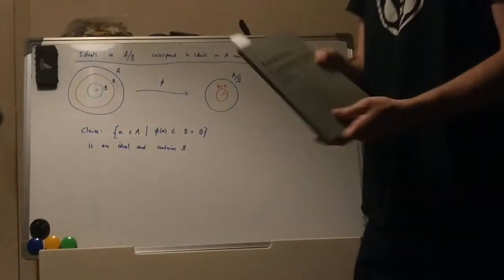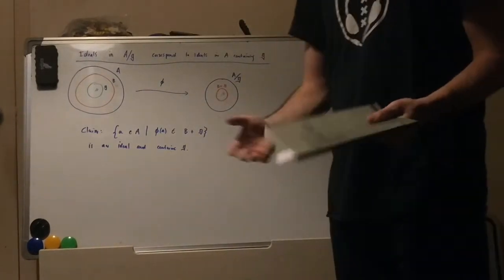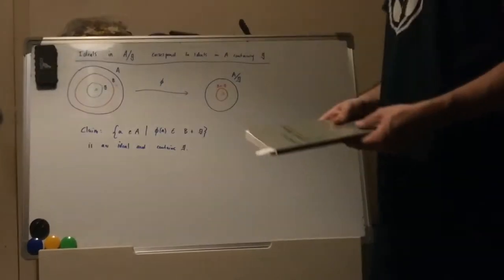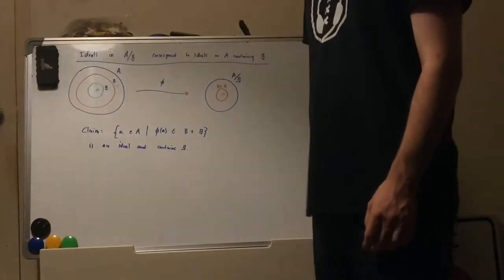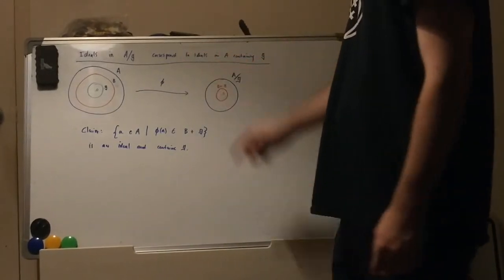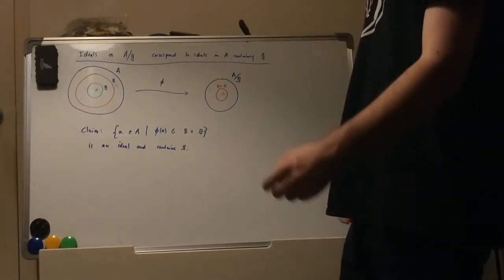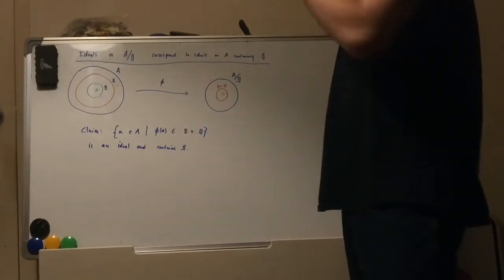So I just bought this book on commutative algebra, and I thought I'd prove one of the most important and also basic theorems of ring theory, which states that ideals in A mod G correspond one-to-one with ideals in A that contain G. So let's look at what's going on before we get to the algebra.